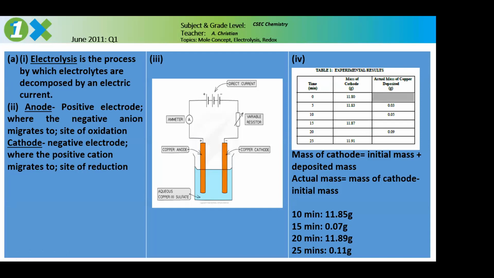Somebody said earlier that it is increasing by 0.03, but if you follow the trend, that is not exactly so. Somebody said minus, but what exactly do we minus? Everything that happens in this reaction is relative to the initial mass that we started off with, which is 11.80. So if you add the 0.03 to this 11.80, you'll get 11.83. Therefore, if you add the 0.05 to 11.80, you would get?